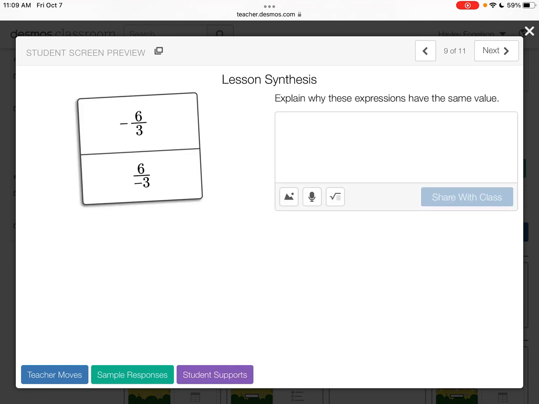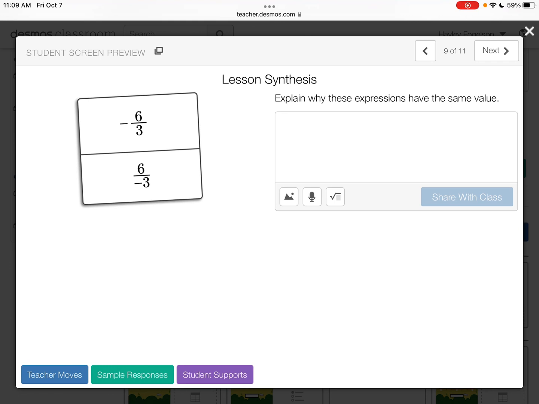Alright, screen 9. Once you get to screen 9, I want you to answer this question on your own. It says explain why these expressions have the same value. And then I want you to share your thinking with the person sitting next to you and see if you agree or disagree. Go ahead and pause the video when you have done that.